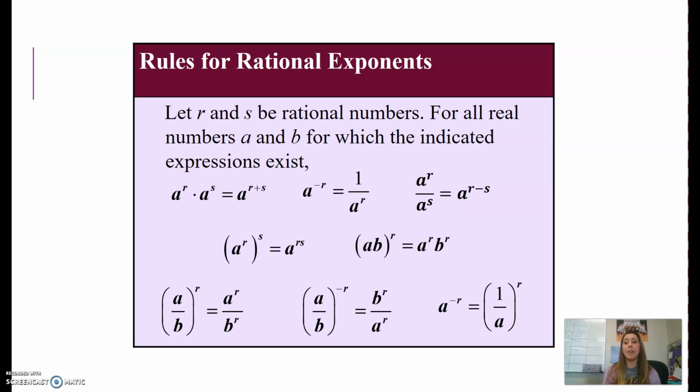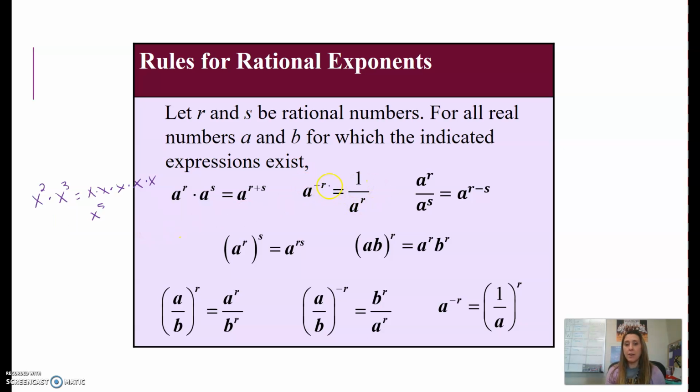Here are the rules that we've covered. We know some of these from 8th grade, and some of these we've been reiterating throughout this whole unit. So remember, when we multiply with the same base, we're going to add the exponents. If we think about it, if we have x squared times x cubed, I can rewrite that as x times x times x times x times x. How many x's do I have? I have 5 x's, so that would be x to the 5th. So that is why that rule works.